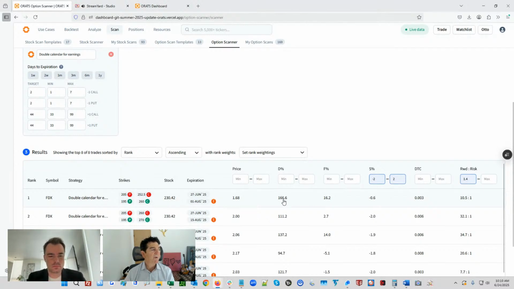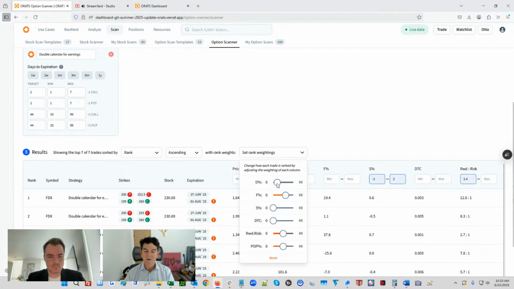The distribution percent does not include earnings in it. So I ignore the distribution during earnings, because the distribution is just a distribution of stock price changes over the life of the stock. But with the forecast, we do consider what the normal earnings moves are. So that's the one I really look at, in order to come up with a double diagonal for earnings. So I would minimize this, and as I have it here, maximize the forecast.